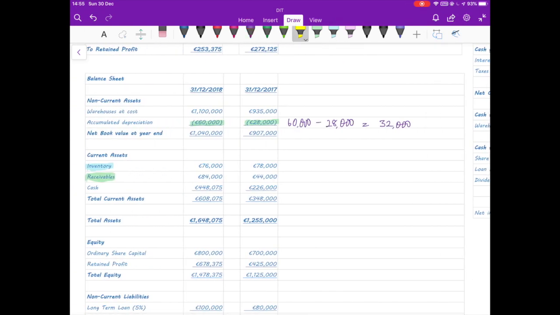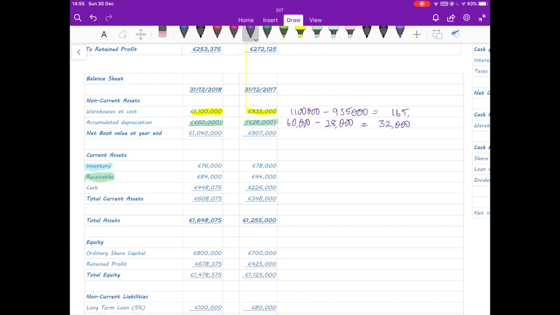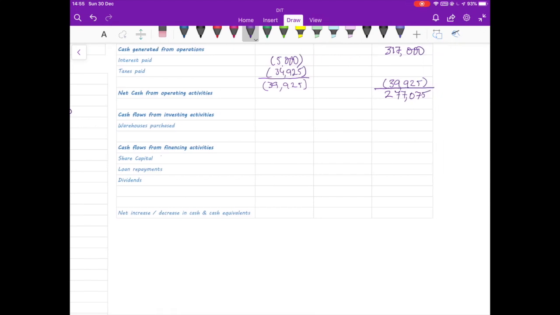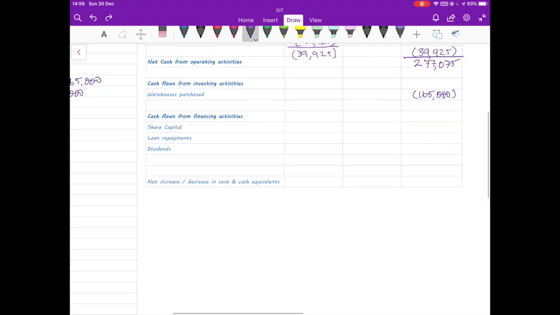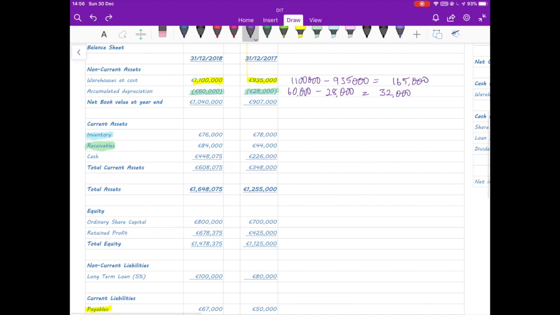And if we subtract that amount from the 317,000, that tells us cash from operations is 277,075. So now we're looking at the warehouses that were purchased, and you can see that the value of them was 935,000, but it's gone up to 1,100,000, which means that we spent €165,000 on it during the year. So again, that's money that's been spent, so we have to subtract that out.